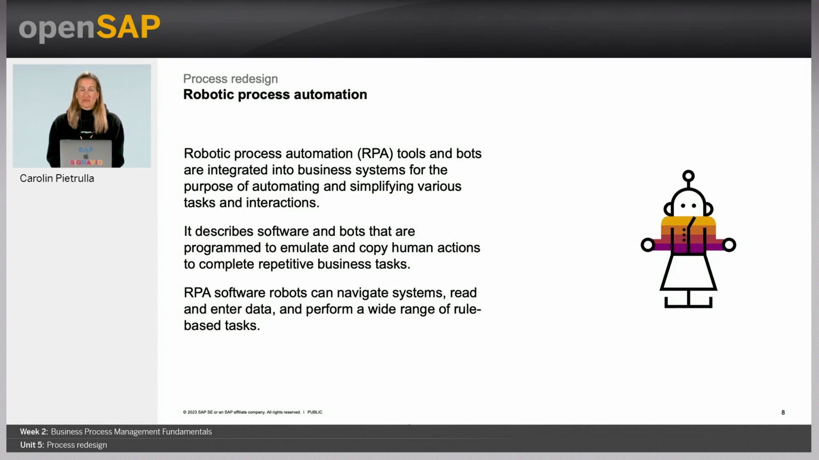Robotic process automation is a primary component of business process automation. RPA tools and bots are integrated into systems to automate and simplify certain tasks and interactions. It describes software and bots that are programmed to copy human actions to complete repetitive tasks. RPA software robots can navigate systems, read and enter data, and perform a wide range of rule-based tasks. Artificial intelligence allows them to learn based on the data they are fed with, and they become more and more sophisticated over time.